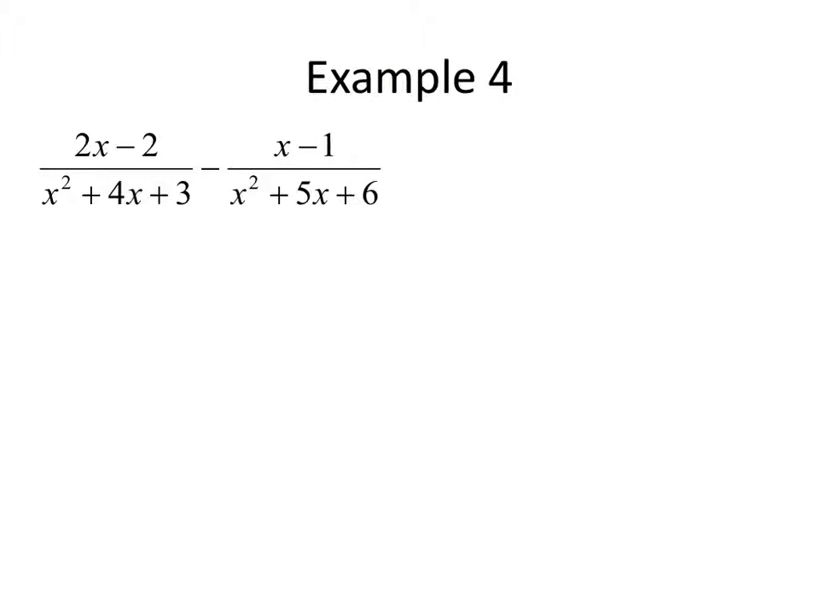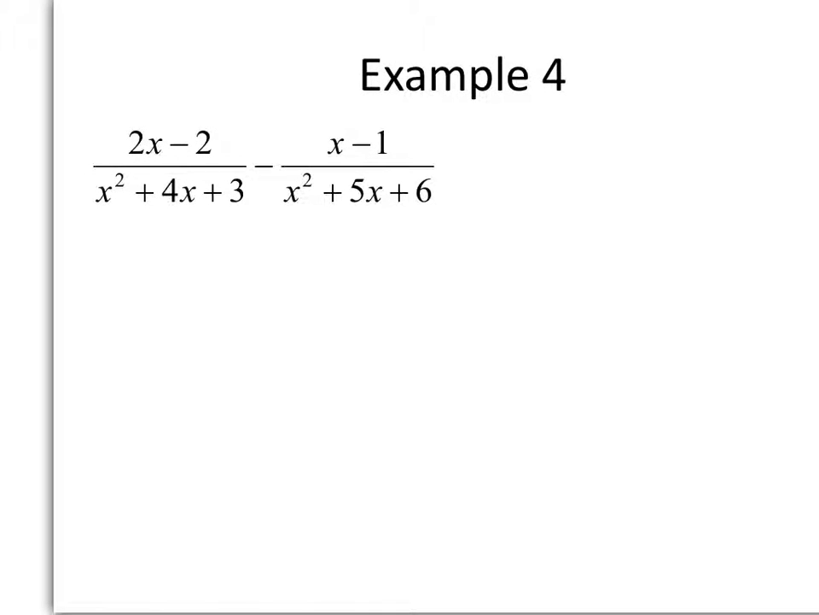Alright, so we're going to apply that prior skill to this example. Starting from the beginning of our steps, step 1 is to factor. So I'm going to factor this, and I'm going to factor this. I always cross them out after I factor them, so I don't forget what I did. I'm going to factor this, and this.